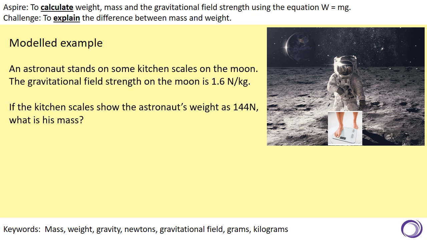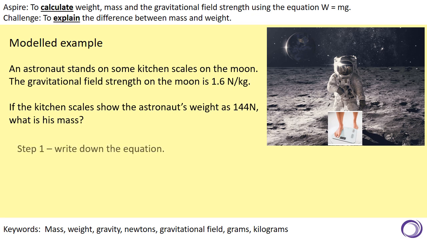Astronaut stands on some kitchen scales on the moon. That is an actual photo of an astronaut standing on kitchen scales there. The gravitational field strength on the moon is 1.6 newtons per kilogram. So for every kilogram of mass, there's 1.6 newtons pulling it down. If the kitchen scales show the astronaut's weight as 144 newtons, what's his mass?